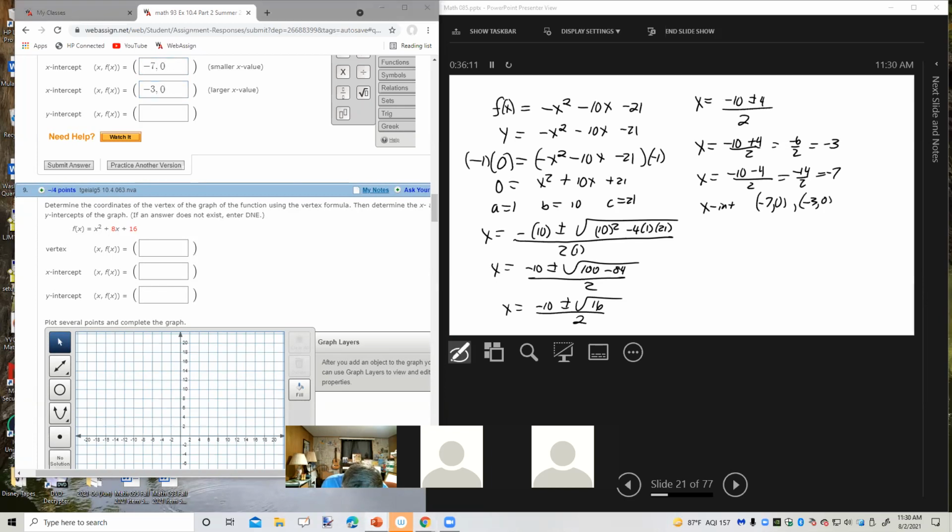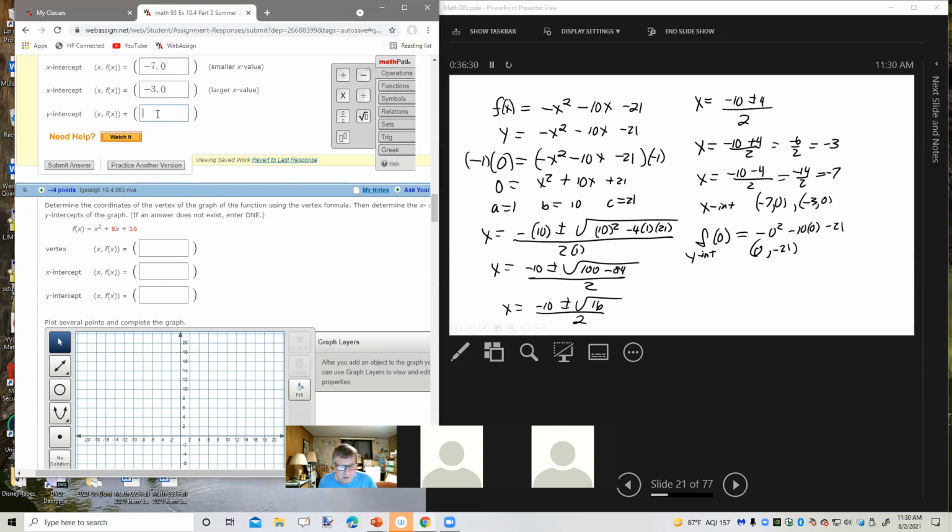All right. To find the y-intercept, we set x equal to 0. So we get that. So there's your y-intercept. So that would be 0, negative 21.